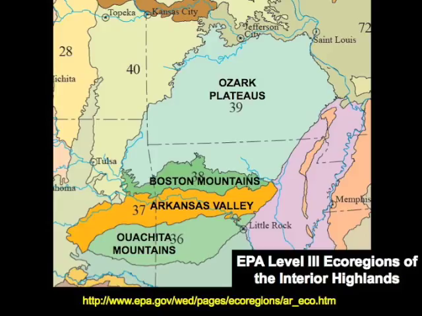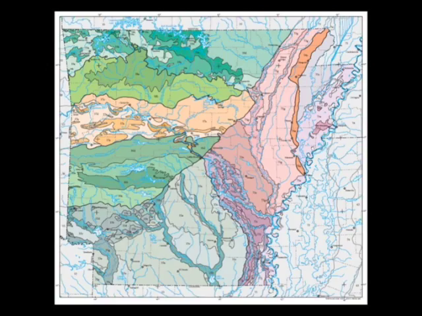I prefer to go ahead and break the Ozark Plateau into two major ecoregions, the Boston Mountains and the Ozark Plateaus. Really very different areas, and I'll talk more about that. The Arkansas Valley, of course, and the Ouachita Mountains. Those four ecoregions, the interior highlands. Even better, let's split it further. Let's split it down to these level four ecoregions.